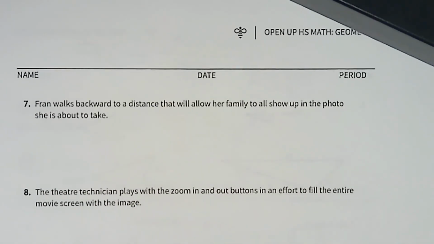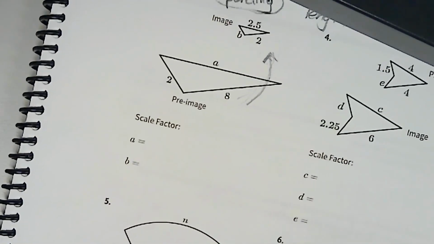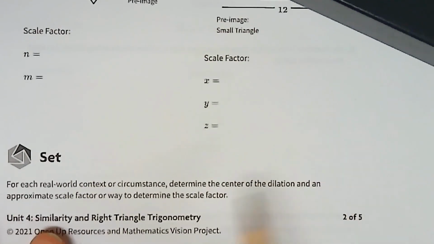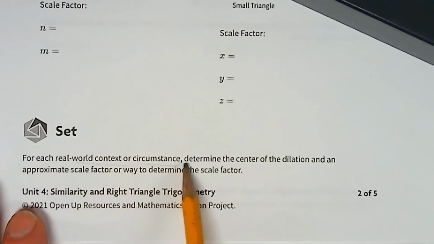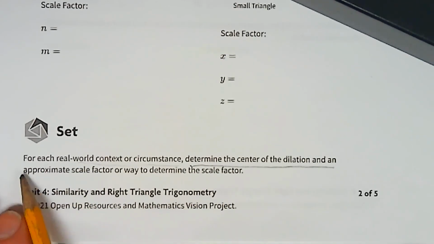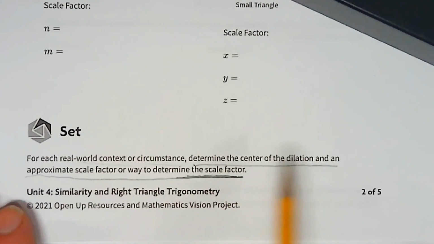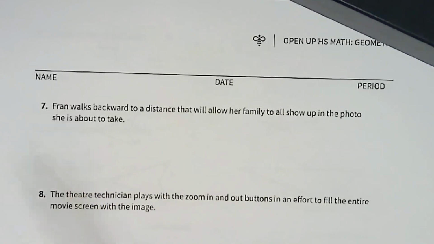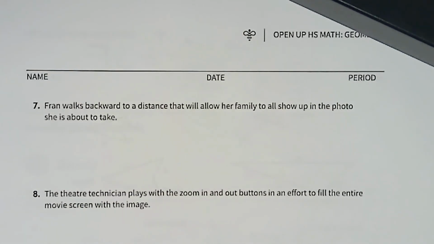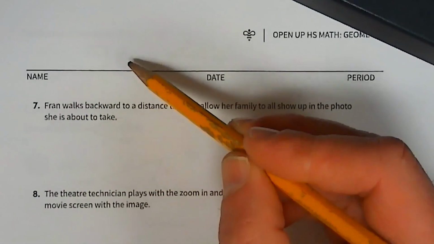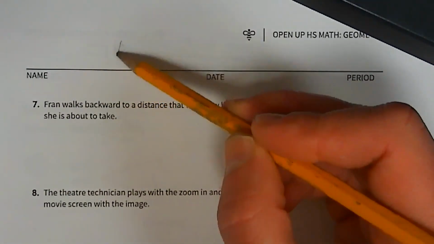Ooh, we forgot the directions here. Set. For each real-world context or circumstance, determine the center of the dilation and approximate scale factor or way to determine the scale factor. So just talk about the situations in terms of dilation. Fran walks backwards to a distance that will allow her family to all show up in the photo she's about to take. So you can use your imagination.